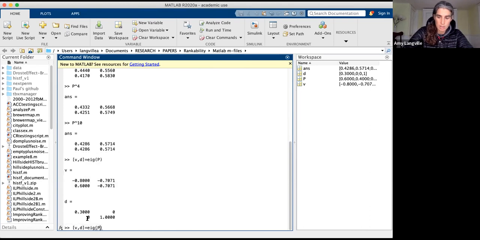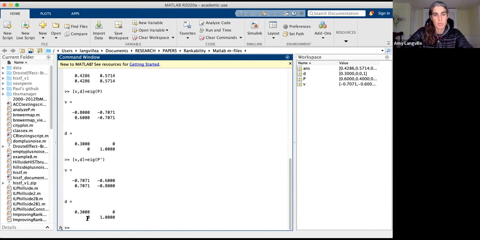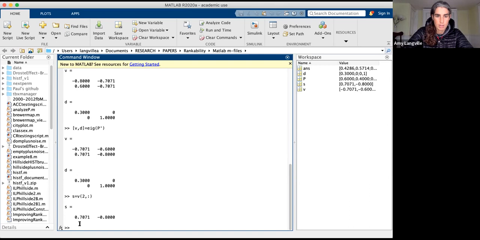But let's look at, I shouldn't have done P, I should have done P transpose. And then in that case, if we take one of these and normalize it, so let's do these. The second row, all columns. That's what that means. Let's just call this S for stationary. We'll get that vector. Oh yeah, and I have to normalize it.